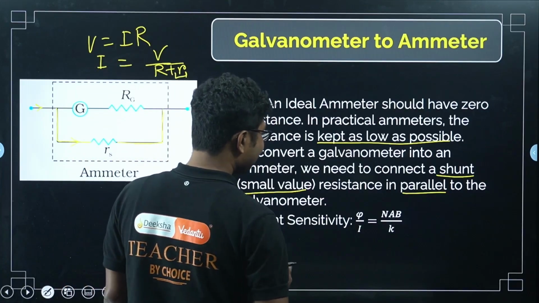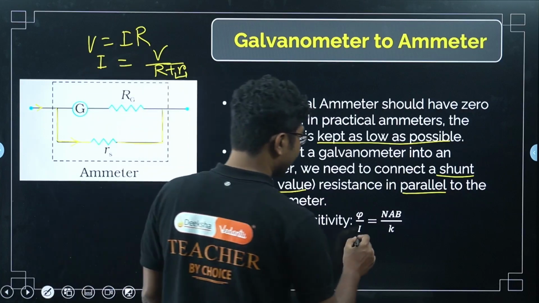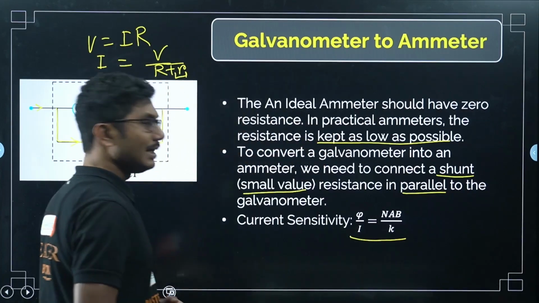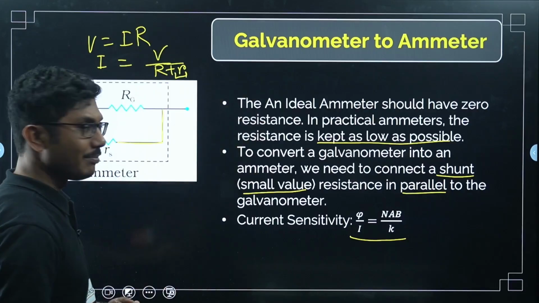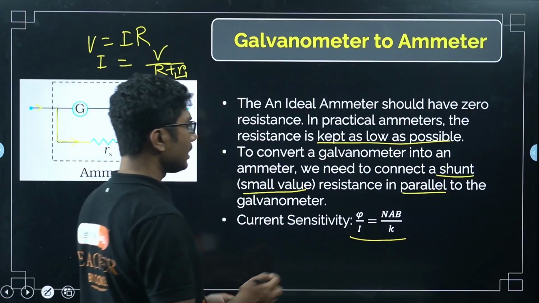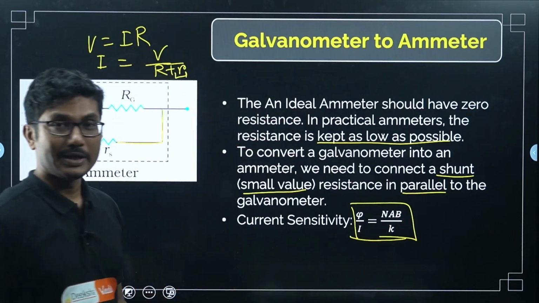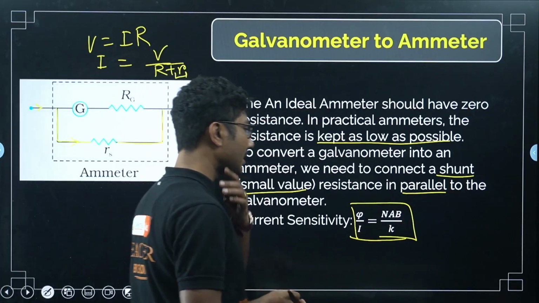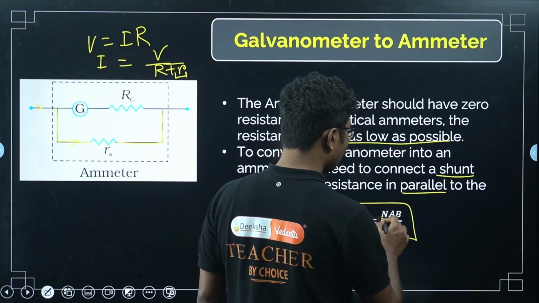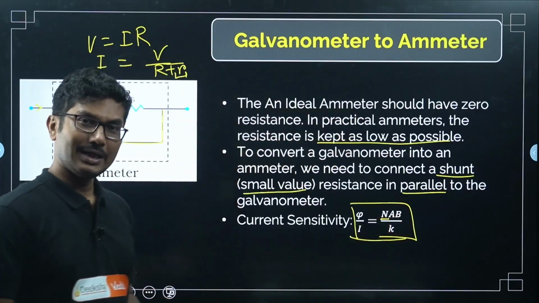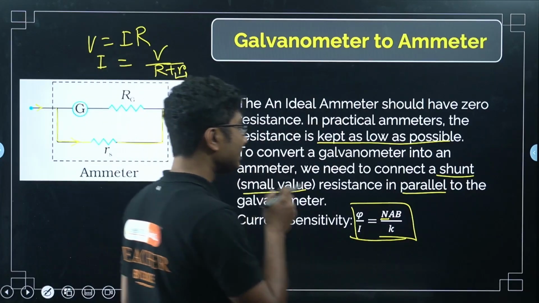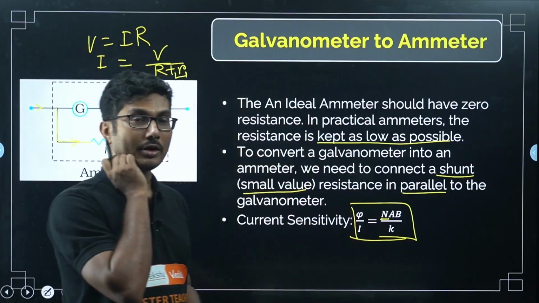And the current sensitivity of the galvanometer is given by phi by I. Phi by I is NAB by K. Very important relation. Sometimes they will ask you what is the current sensitivity, what is the voltage sensitivity. Now you should remember that if we increase the number of turns, its current sensitivity increases. So current sensitivity is basically dependent on N.